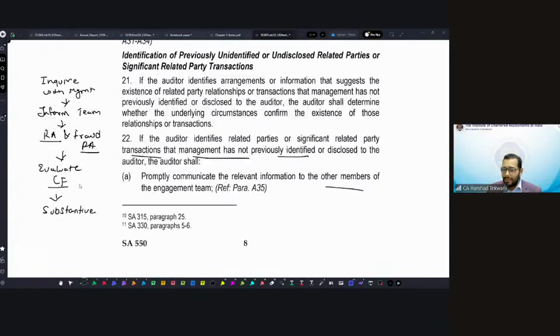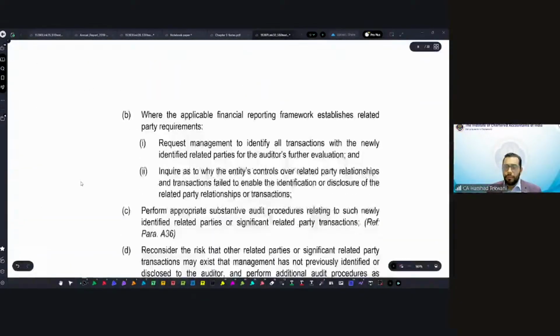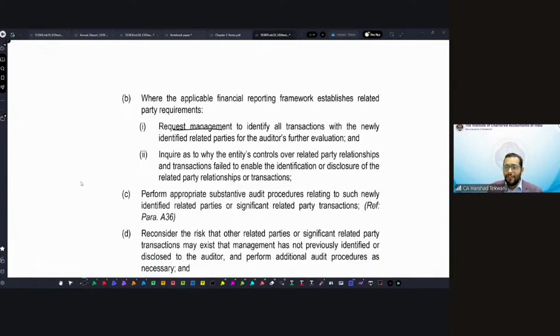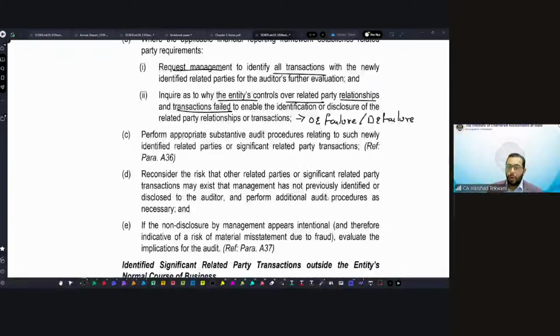I will inform other team members, as I said. I will request management to identify all transactions. I will identify why the entity's control over related party transactions failed, whether it's an OE failure or a DE failure. It makes a very big difference. OE means an operating effectiveness failure, DE means a design effectiveness failure. Then I will perform substantive procedures.